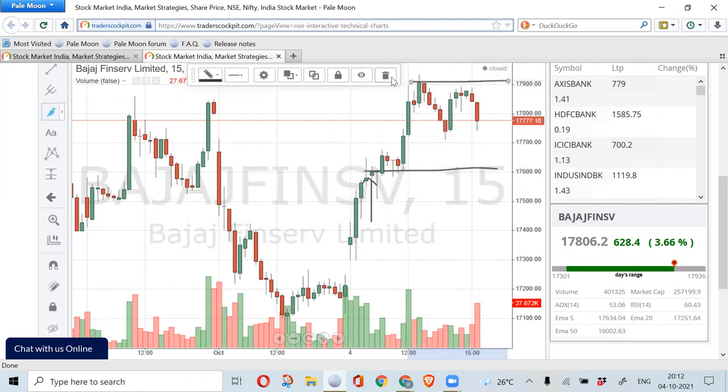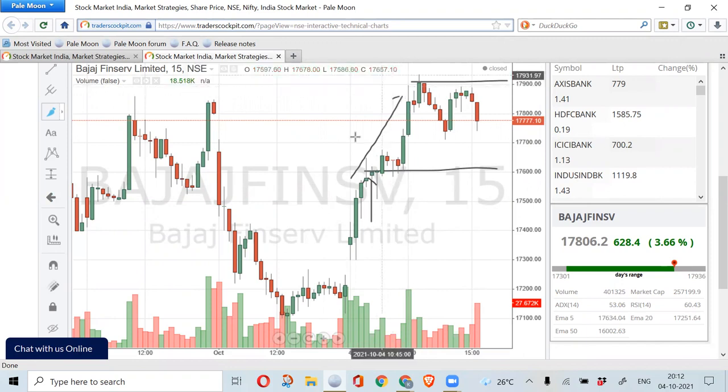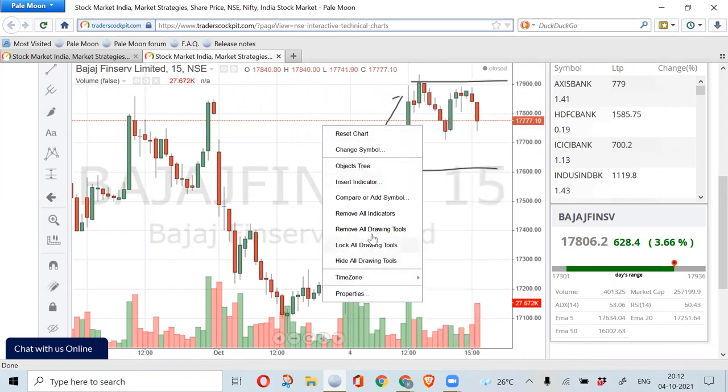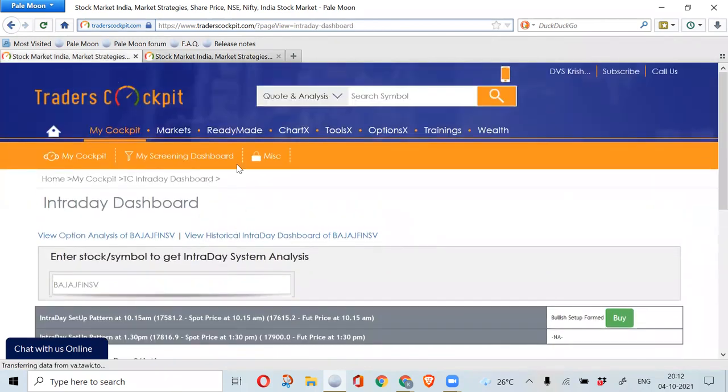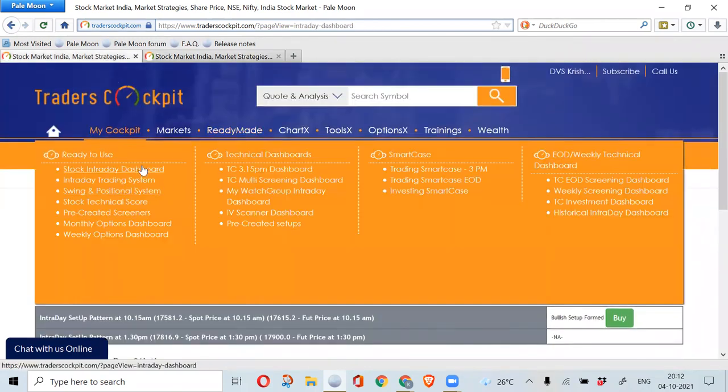In this way, it will be easy for us to take decisions based on this stock intraday dashboard, if you want to trade only on a few number of stocks. I hope you have understood clearly the stock intraday dashboard. So go to ready-made and then stock intraday dashboard. This will be helpful for you to take quick decisions for intraday.